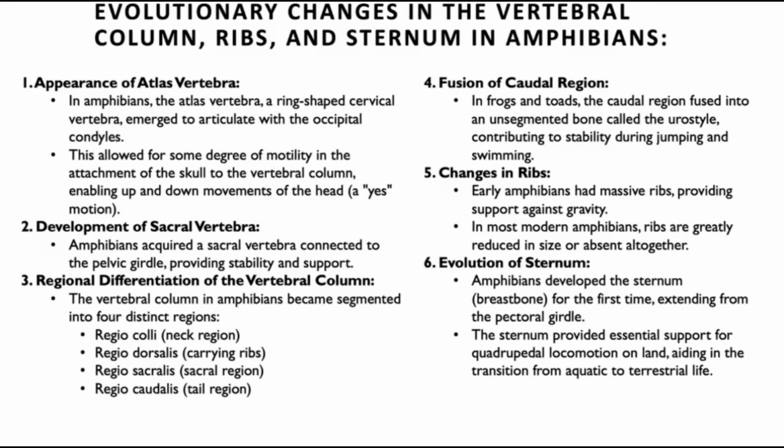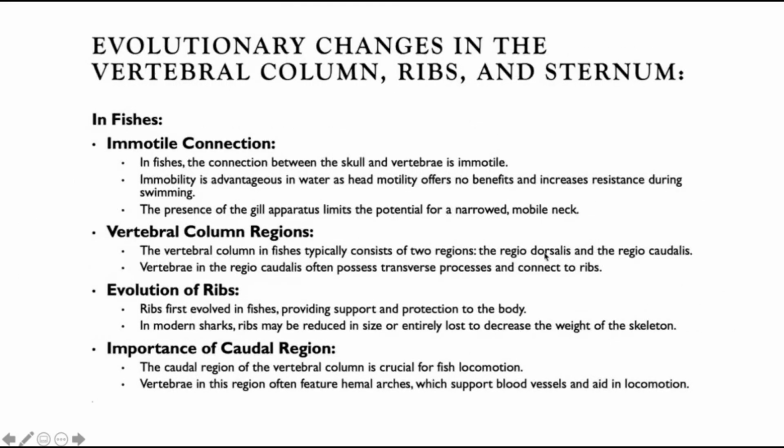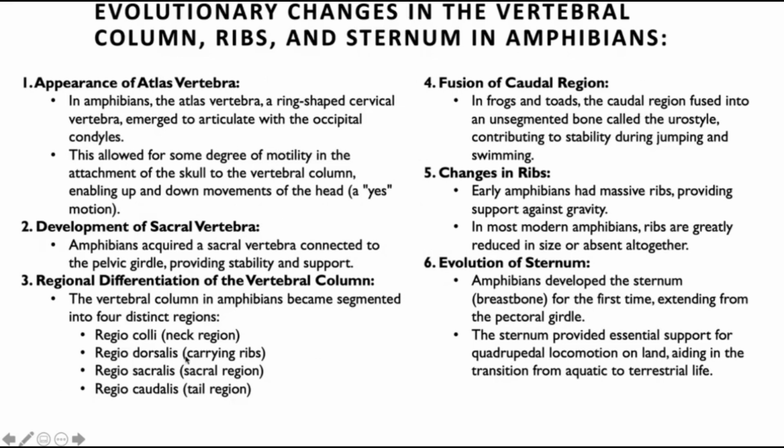Now, because of this, the vertebral column in the amphibians is a little bit more advanced than it is in the fish, because now they're going to have the regio colli, because they have that connection between the atlas and the occipital. Then they're going to have the regio dorsalis, just like the fish do, and their regio dorsalis is going to carry their ribs. And then they're going to have the regio sacralis, which is going to be important for helping that pelvic girdle area so that they can have support for their legs. And then they're going to have a regio caudalis, so their tail region.